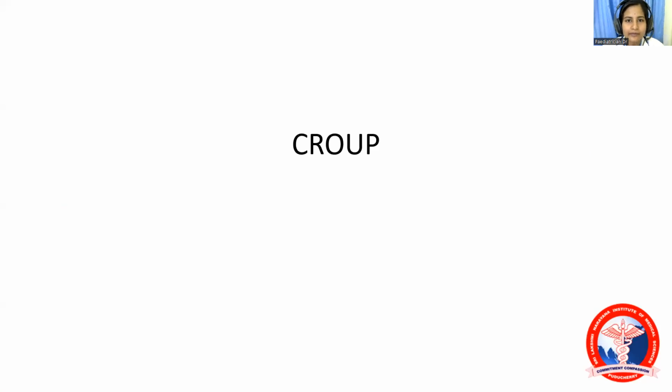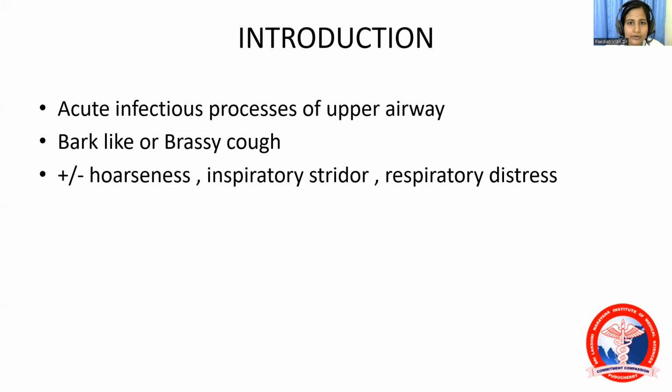So croup, everyone knows, is also known as acute laryngotracheobronchitis. What is acute laryngotracheobronchitis? From the name itself, everyone will understand that it is related to some infectious process. So define croup. If a patient comes to the OPD with these symptoms, you need to identify whether it can be croup or not. It is an acute process related to infection of the upper airway structures.